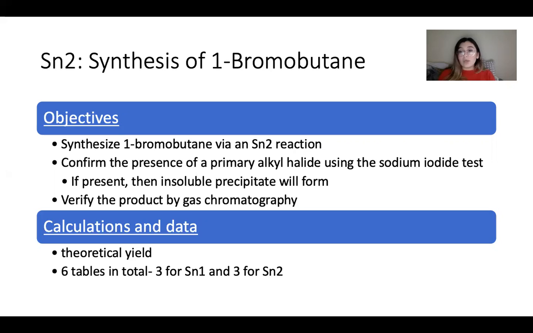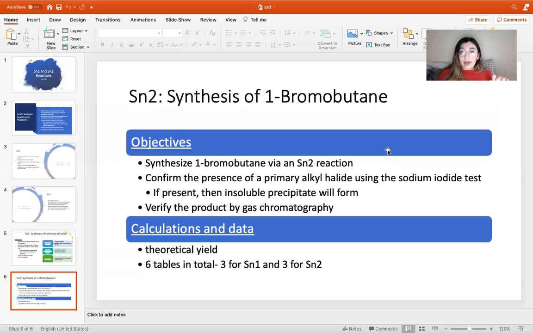Calculations and data, we need theoretical yields for both SN1 and SN2. And like I said, there are 6 tables in total, 3 for SN1 and 3 for SN2. And that is all I have for today.